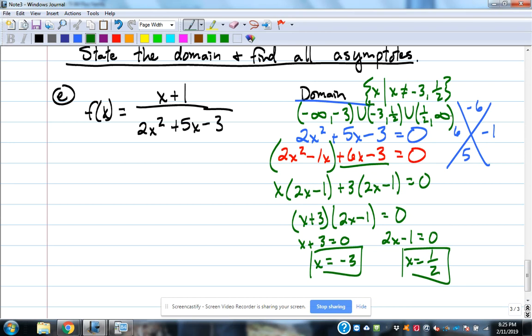There's our domain. Now, when I look at the factored form of this, x plus 1 over x plus 3 times 2x minus 1, does anything cancel out? No. So it doesn't simplify any, which is fine. It's not always going to simplify. Sometimes they do, sometimes they don't. It's actually easier if they don't. Because now that allows me to find my vertical asymptotes.